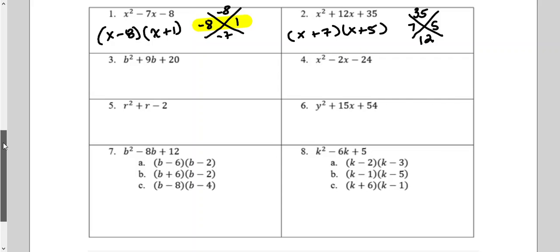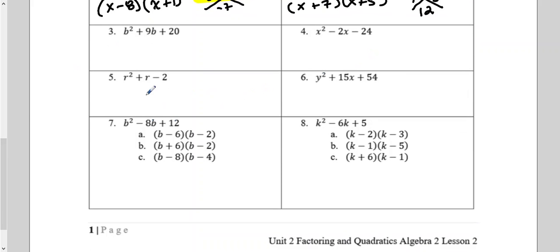Okay. Let me do another one. Let me do this one. So we have here -2. And then what is the coefficient here? It's 1. So I can do +2 times 1, +2 times -1 is -2. 2 minus 1 is 1. That works. So it's (r + 2)(r - 2). Okay.